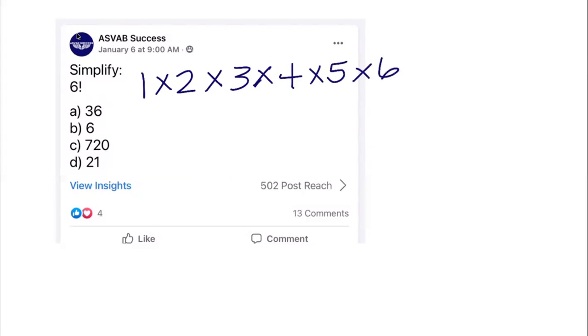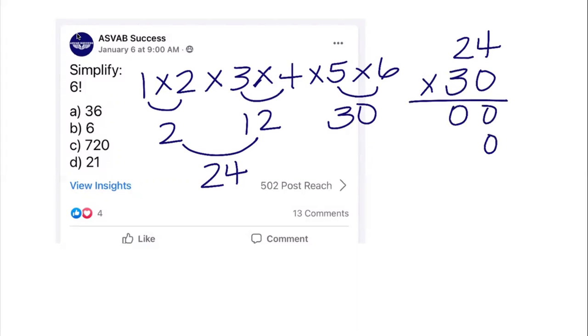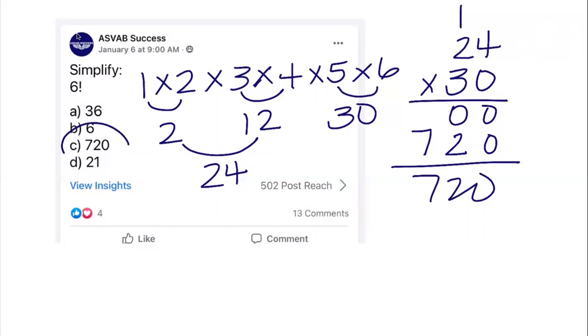1 × 2 × 3 × 4 × 5 × 6. Okay. To simplify this, I'm going to do 2, 12, 30, 24, and I just do 24 times 30. Okay. 0, 0, placeholder 0. 12, carry the 1, 720. So our answer is C, okay?